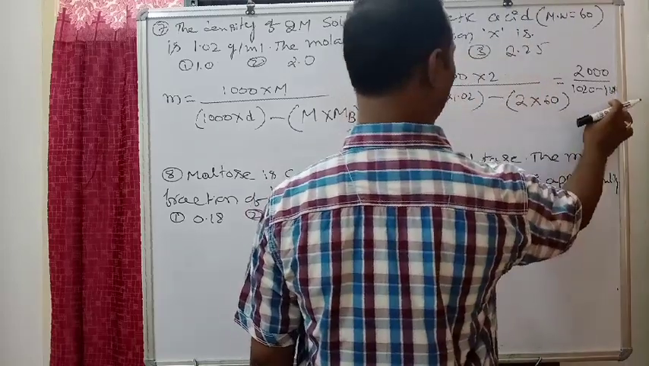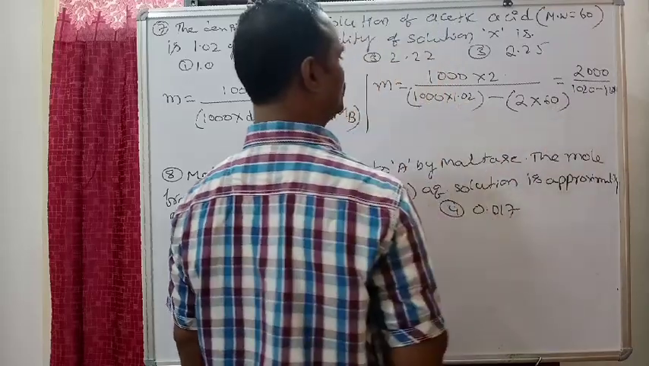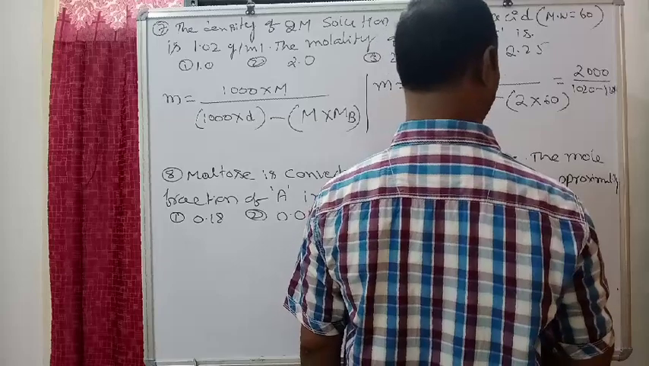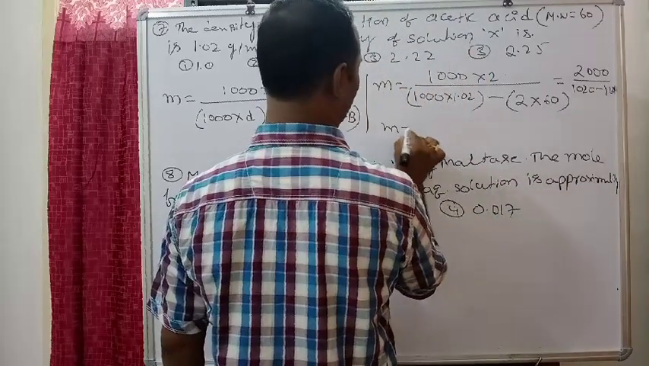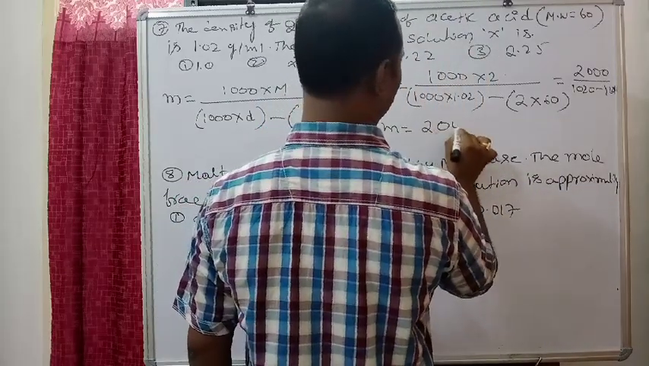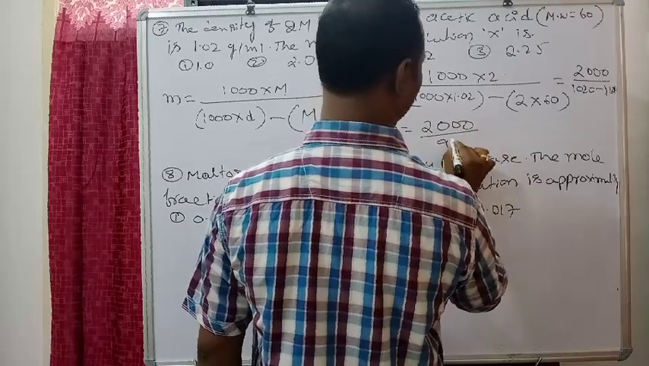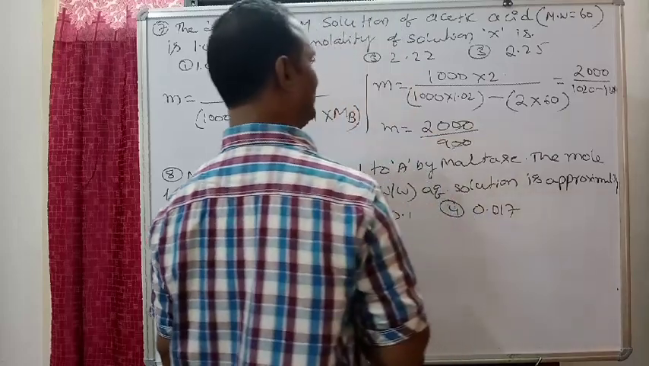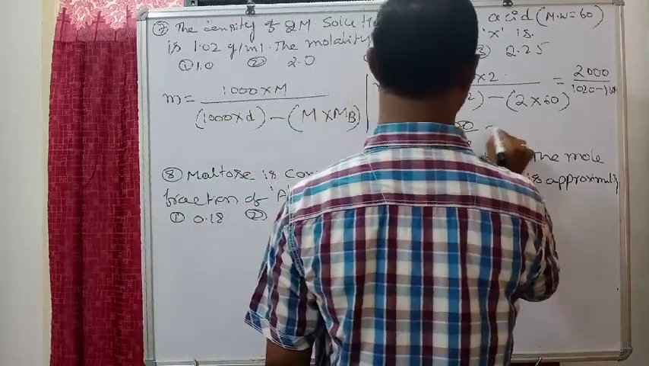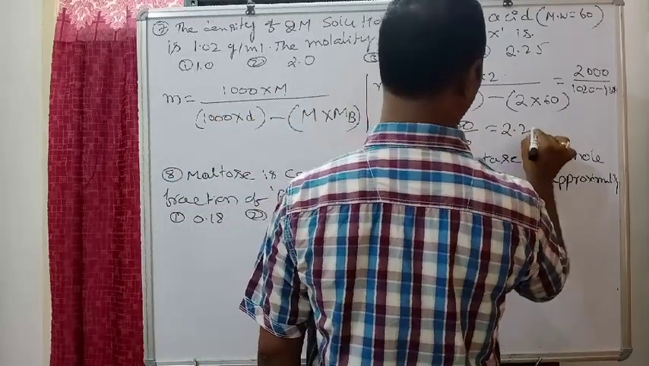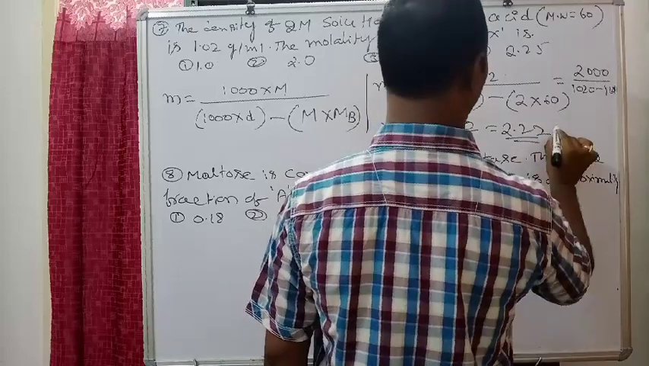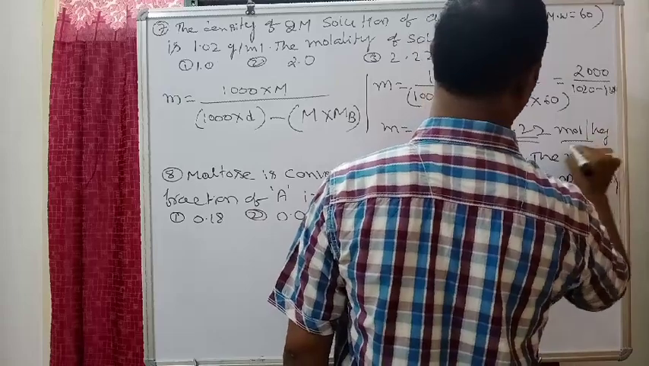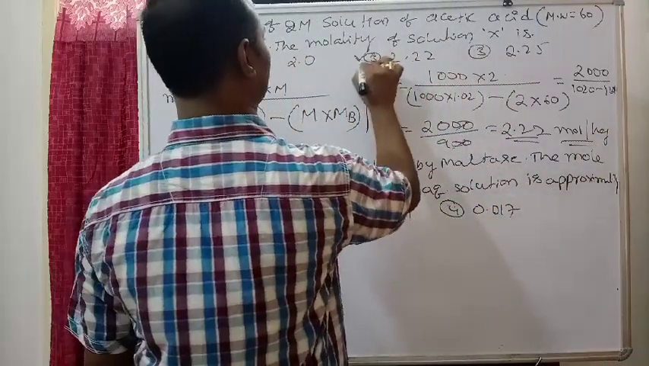2 into 60 is 120. Here 1000 into 1.02 is 1020. So therefore molarity is equal to 2000 by 900, cancel 2 zeros, 20 by 9. Almost we are getting 2.22 molality, or units mole per kg. This is the answer.